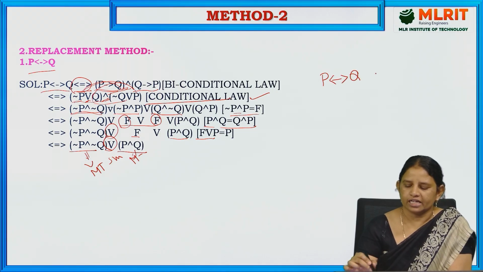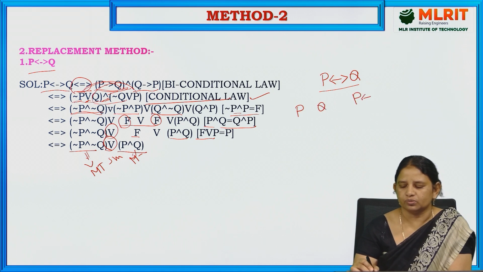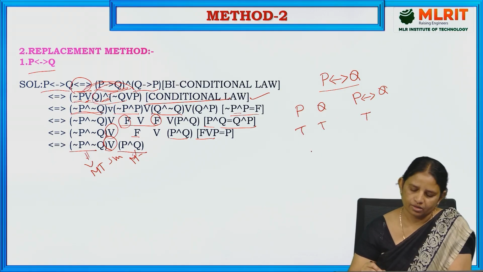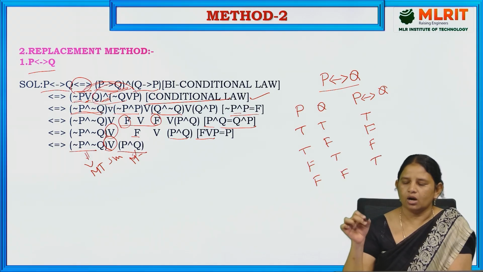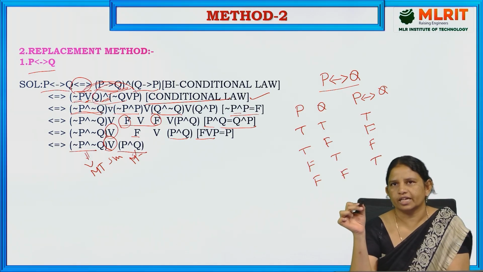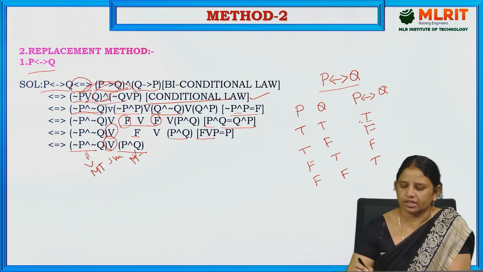So, what is the corresponding truth table for P biconditional Q? That is P, Q, P biconditional Q. True, true returns true only. Then true, false is false. False, true is false. False, false is true. Now, what we are going to consider in the case of minterms is that we need to concentrate on the true values.